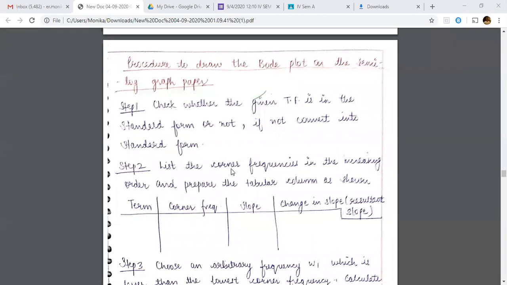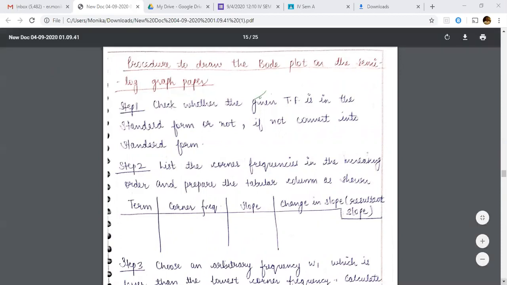Then the second step is to list the corner frequencies. You remember, the corner frequency is where the slope changes. List the corner frequencies in increasing order and prepare the tabular column as shown below. We will write down all the terms in the numerator or denominator, like 1 plus sT, and their corner frequencies. We will write down the slope for the corner frequencies, and also the change in slope, the resultant slope. We will see how it is done.